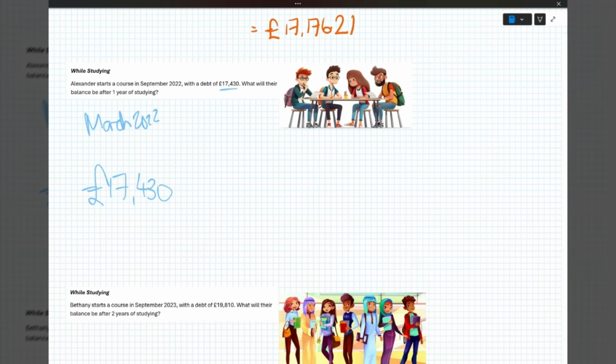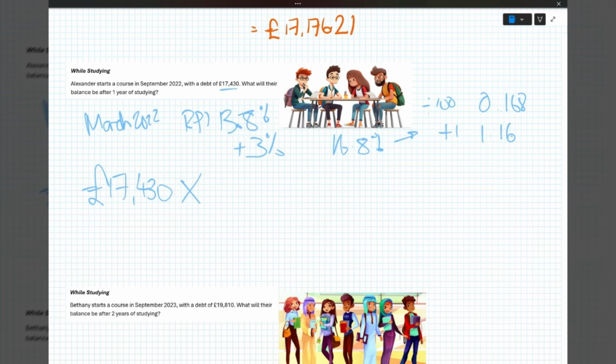So the RPI for this value is 13.8. And the mistake I made last time was I didn't add the 3% on. So we've got to add 3% to that, and that makes 16.8%, which is being charged onto this. We then need to convert it into a decimal multiplier in order to make that calculation happen. If we divide it by 100, we get 0.168. And then if we add 1, we get that decimal multiplier of 1.168.